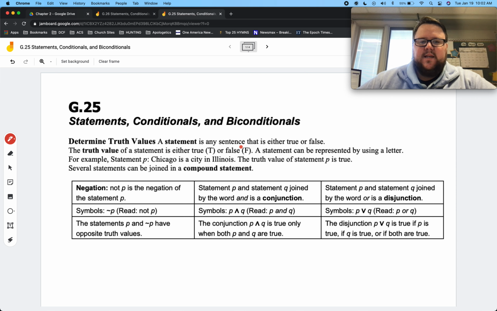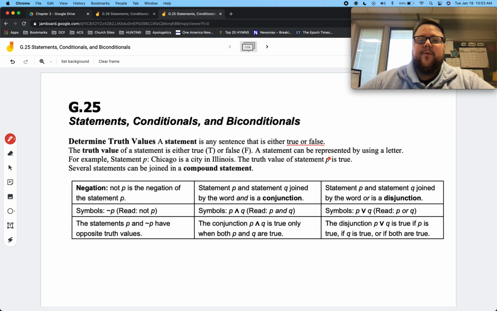A statement is any sentence that is either true or false. The sky is blue. That is a statement. Depending on the day, it could be true or it could be false. I'm wearing green. That would be a false statement because I am wearing blue. So the statement Mr. Chaz is wearing green would be false because he's wearing blue. The truth value of a statement is either true or false. You can't have ambiguity. It's either true or it's false.